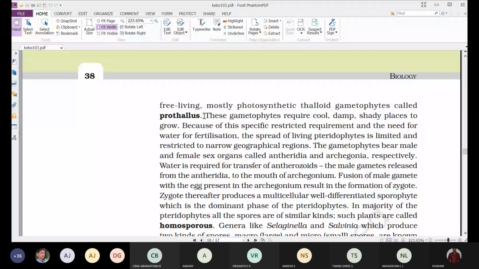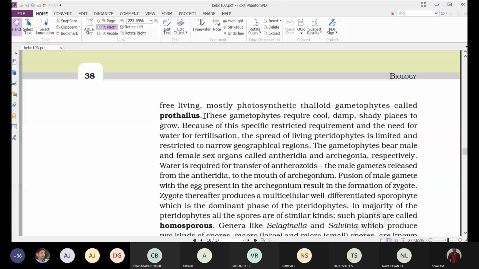These gametophytes require cool, damp, shady places to grow. That means a little more moisture in the soil. Because of this specific restricted requirement and the need for water for fertilization, the spread of living pteridophytes is limited and restricted to narrow geographical regions.